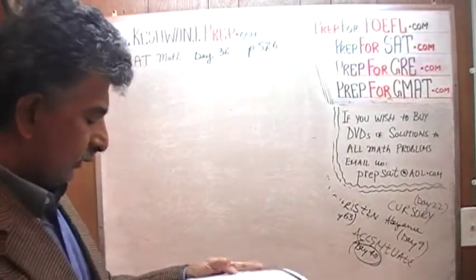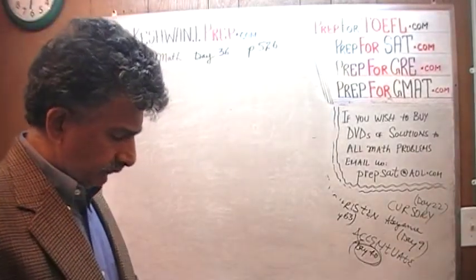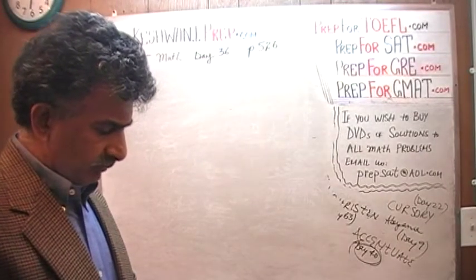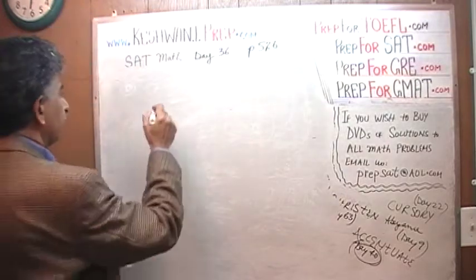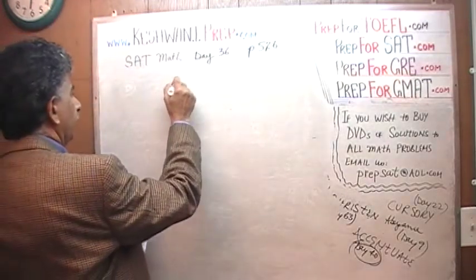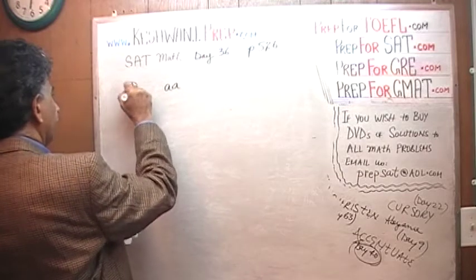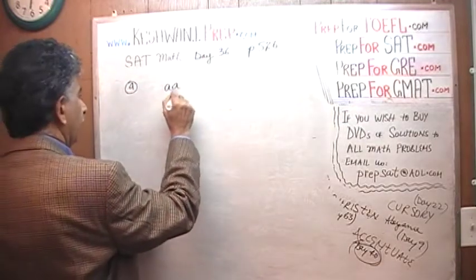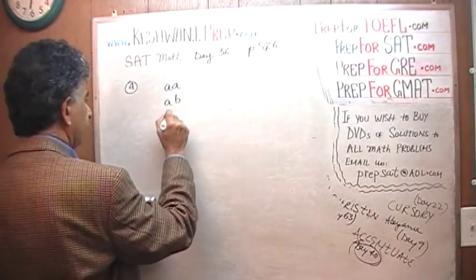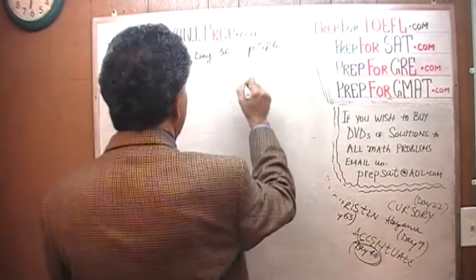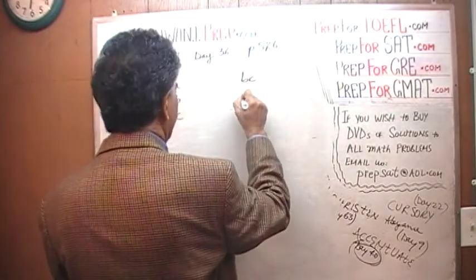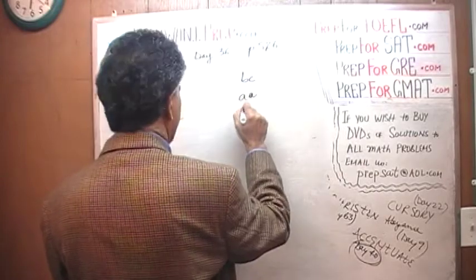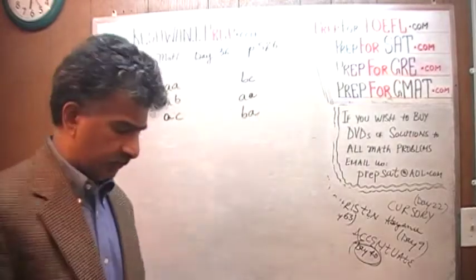Number 4. In the 6 pairs of letters shown above, let's put down the letters first. We have AA, this is number 4. We have AA, AB, AC, BC, AA, and BA.